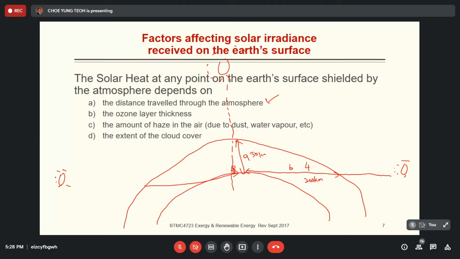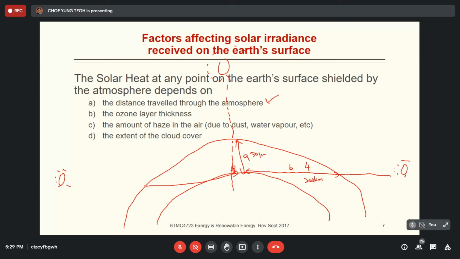First point. Second is the ozone layer thickness. As I said, the atmosphere thickness is 50 kilometers. How thick is the ozone layer? The average thickness of the ozone layer for the entire world is only 3 mm. So it's almost meaningless. The atmosphere thickness is 50 kilometers, and this ozone layer thickness is only 3 mm.